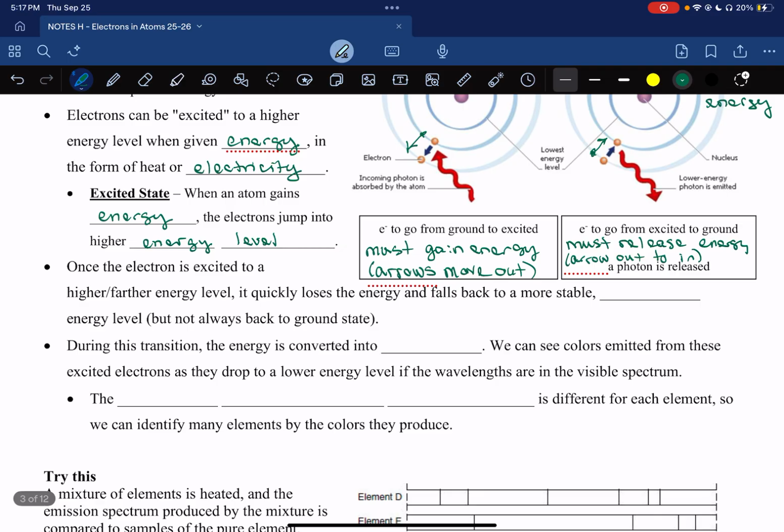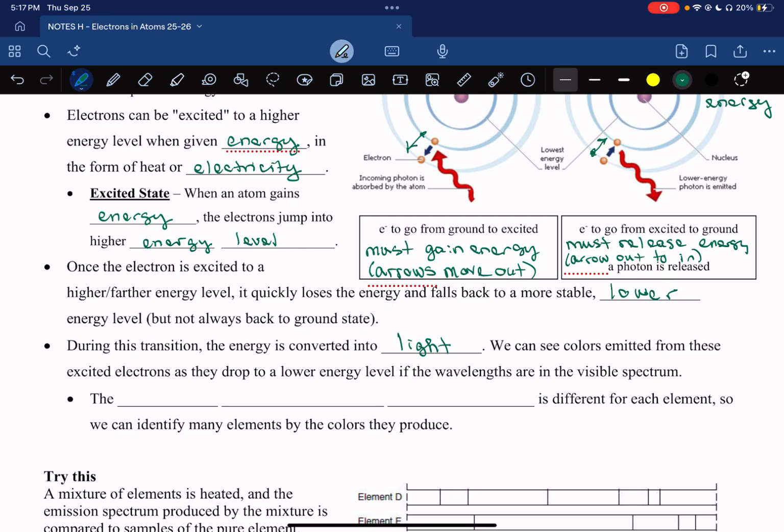It says once the electron is excited to a higher, farther energy level, it quickly loses the energy and falls back to a more stable, lower energy level. Not always back to the ground state, it just depends on the circumstance. During this transition, the energy is converted into light.